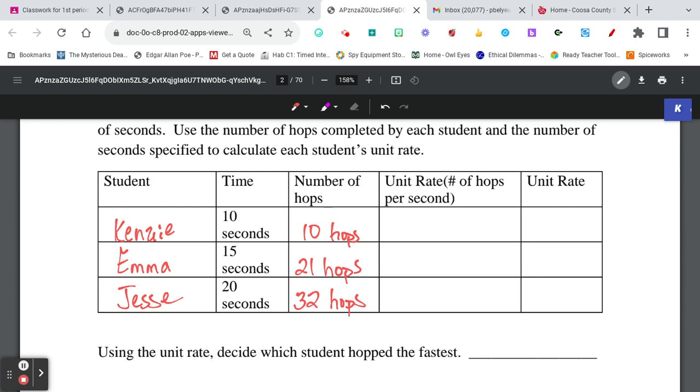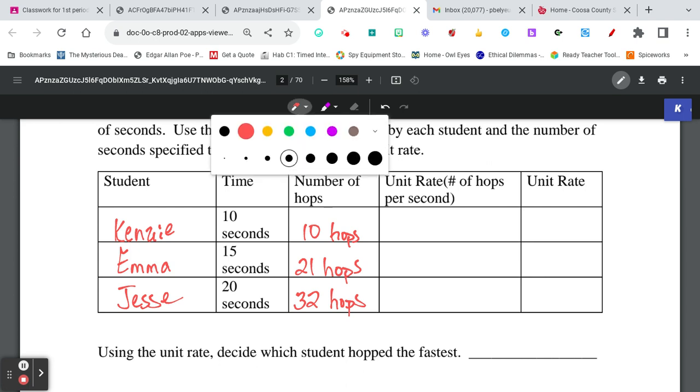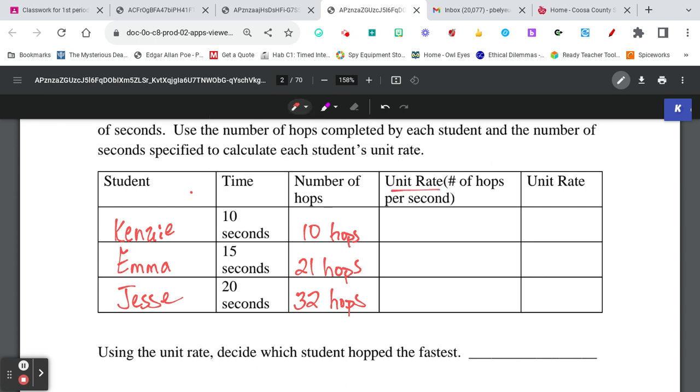So what we're going to do is convert each one of their speeds to unit rates. The time is the independent variable, x, because time has to happen first. So the number of hops would be the dependent variable, or y. To find the unit rate, we take our dependent variable and divide it by our independent variable, so you take y and divide it by x. We're going to convert each one into a unit rate to see which one was the fastest and which one was slowest.